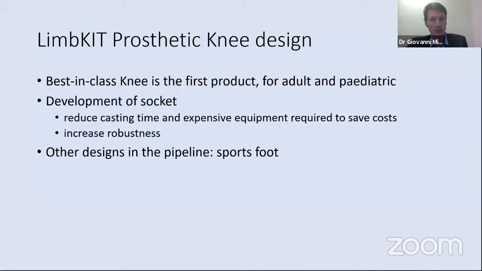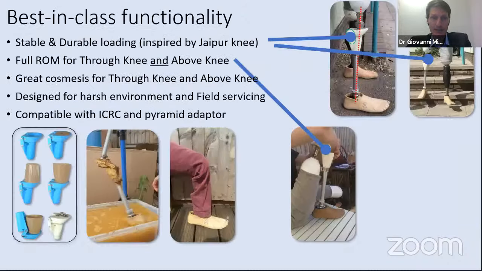And we're also working on a sports foot. Looking at the best-in-class functionality, we were inspired also by the Jaipur knee, which is a very successful knee in India for low-cost delivery. And we developed, you can see the device on the top right, the stability of the device is very good. The range of motion of the device is very good, and it is compatible with above knee and through knee amputees with a very small profile, so very low profile, as you can see in the trouser leg in the center.